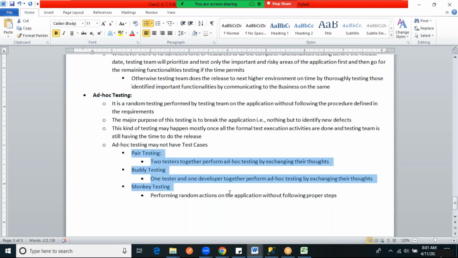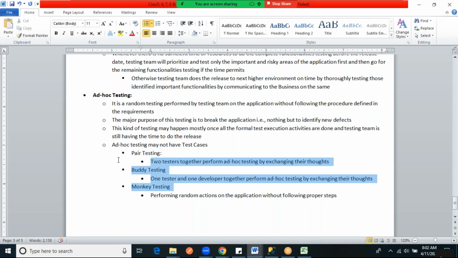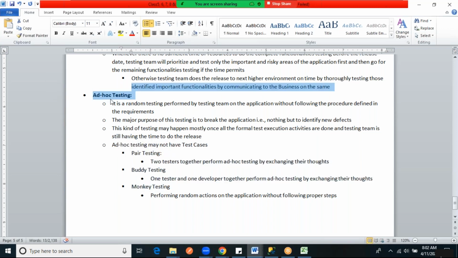Some developers also do pair programming. What is pair programming? Two developers together develop one requirement by sharing tasks, in order to finish the work sooner. In generic usage we may use this word, but you will not hear it in real time. In an interview they may ask, but ad hoc testing we will use in real time.